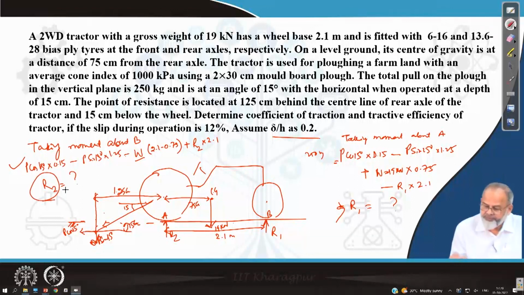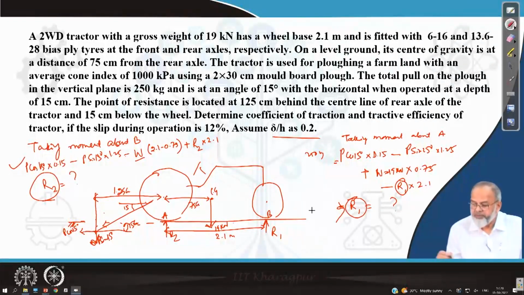So these R2 and R1 are the dynamic weight coming on the front and rear axles respectively. R1 in the front axle, R2 in the rear axle. Then, if it is on a horizontal surface, half of that will act on each of the wheels.